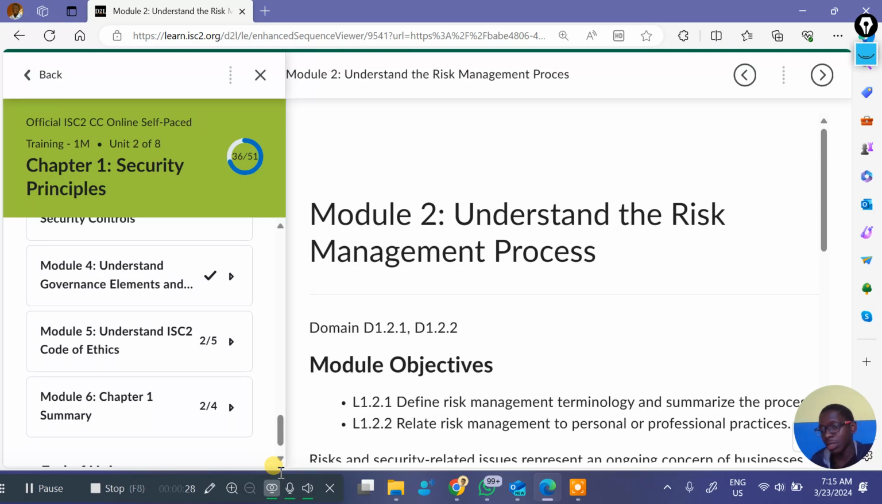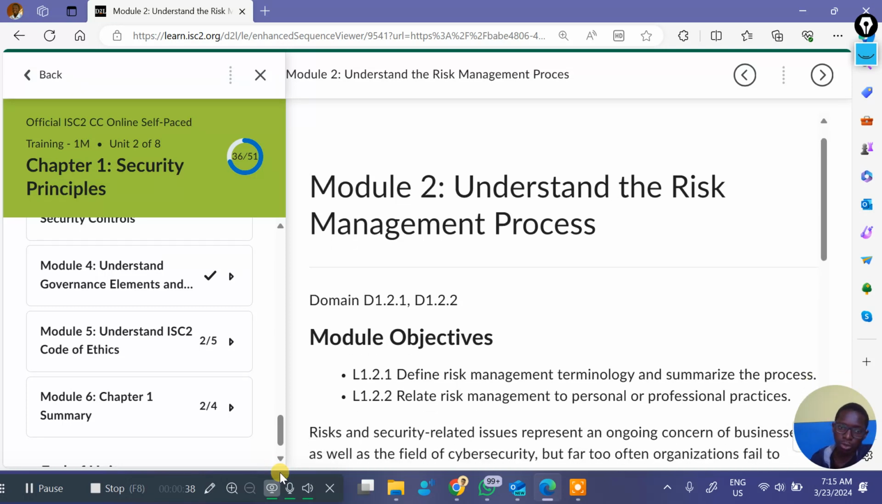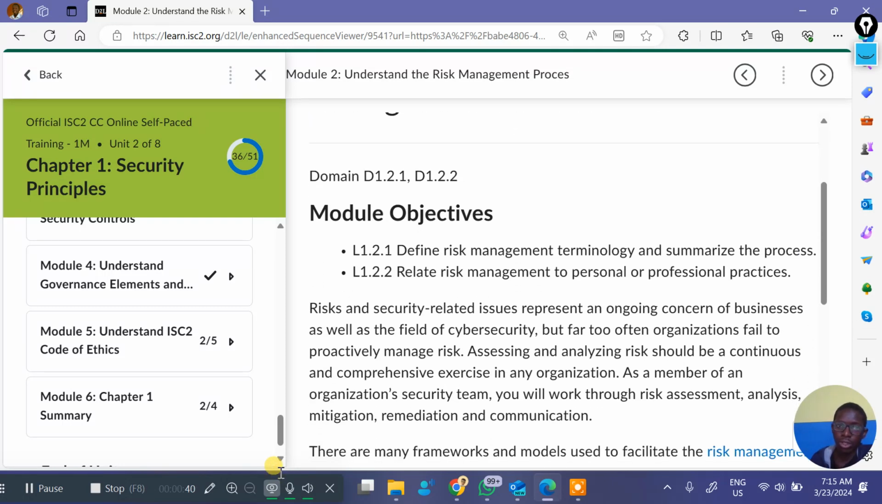So forget about the long headings. All you need to understand is risk management, right? Managing risk. So what we'll be going through is the module objectives, and L stands for lesson, so lesson 1, 2.1, which is basically chapter 1, 2.1. Define risk management terminology and summarize the process, relate risk management to personal or professional tactics, right?